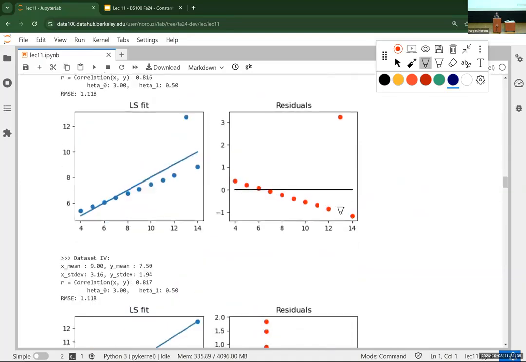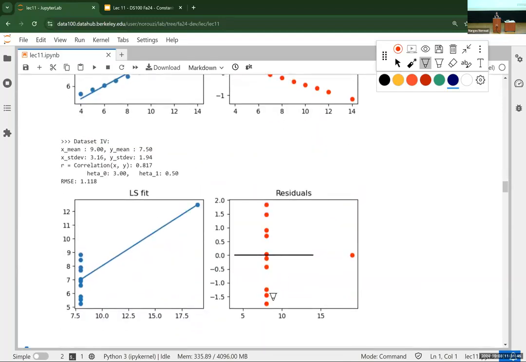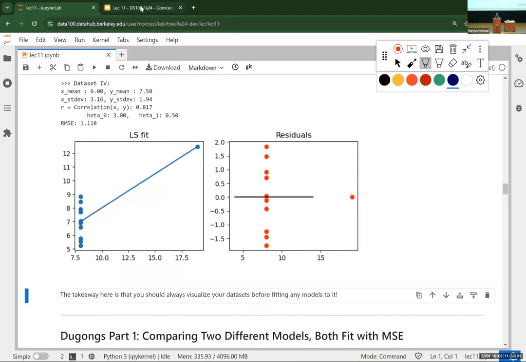For this one, there is still this line that I'm seeing as a pattern, which is not good. For this one, the same thing. The residuals are not equally distributed across the x-axis. It's also showing that same pattern, a vertical line pattern for data set 4, that we don't want.